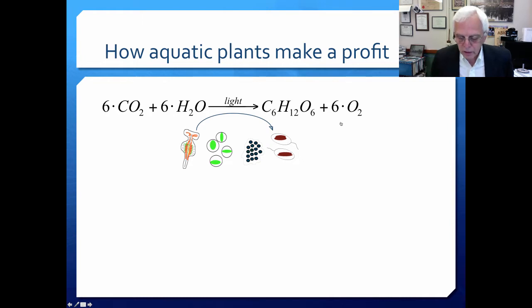And now one thing you're seeing here for about the first time in this course anyway is the reciprocal nature between carbon dioxide and oxygen. Those things that take up carbon dioxide usually give off oxygen, and those things that use oxygen usually give off carbon dioxide.